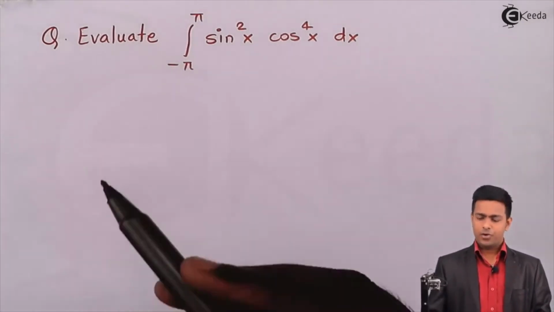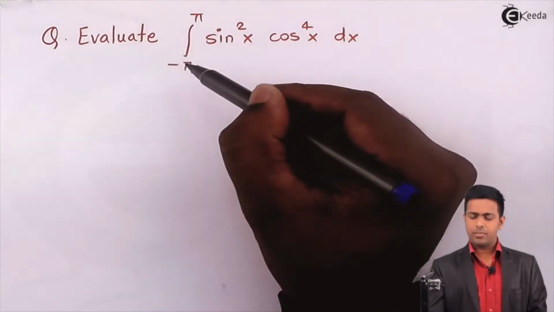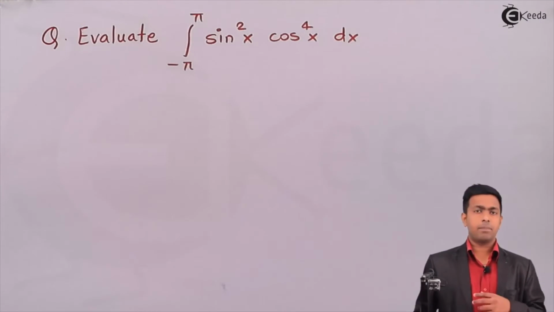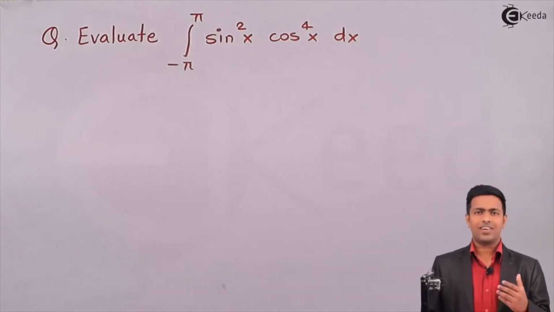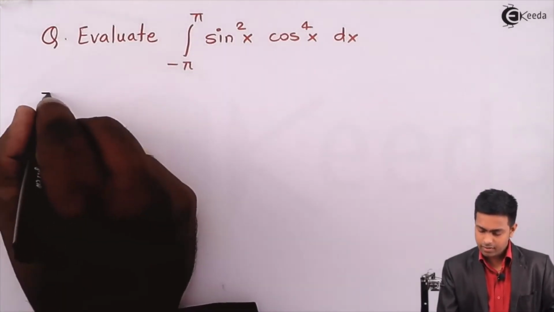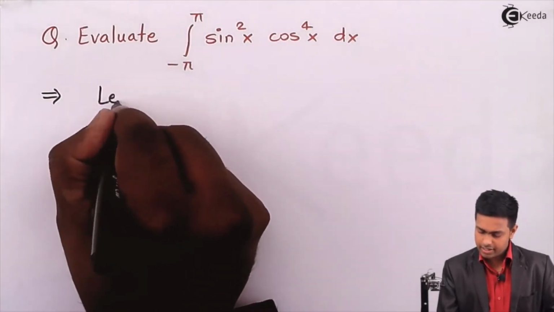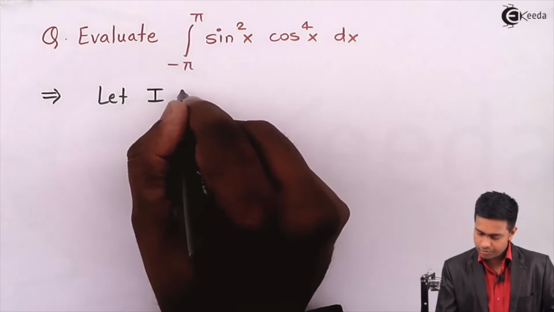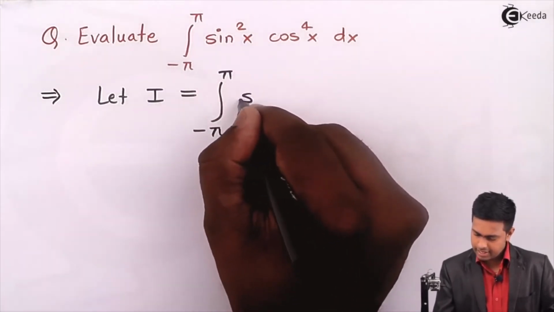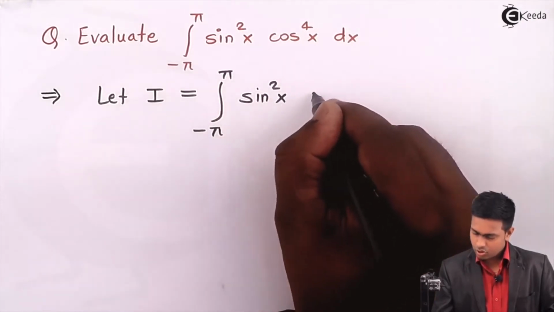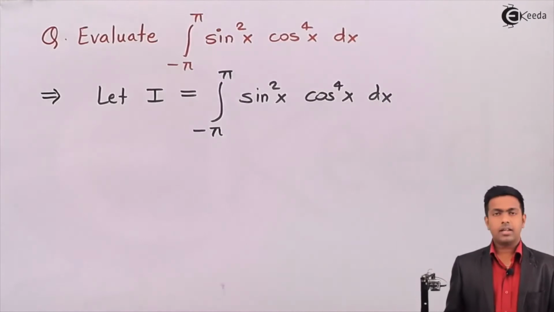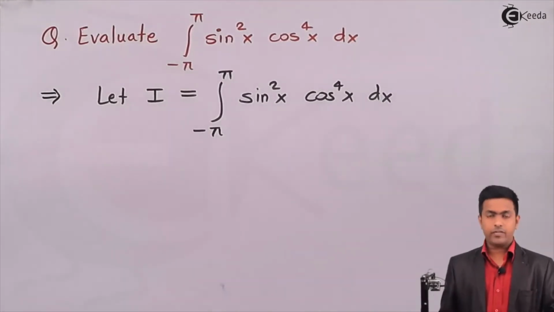Now guys, if you observe carefully, the limit here is from minus pi to pi. So here we can apply the property of even and odd functions. For that I'll consider this given integral as I. So let I equal to the integration from minus pi to pi of sine square x cos raised to 4x dx.